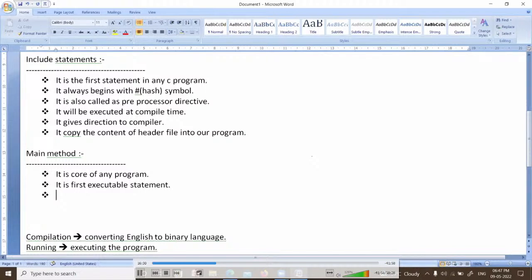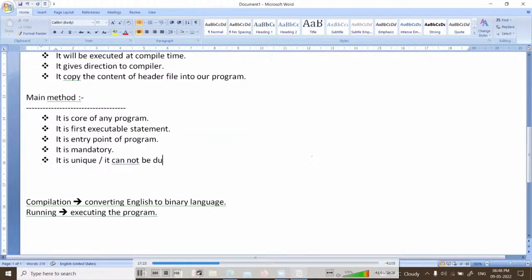It is compulsory. You have to write at least one main method. It is mandatory, meaning compulsory. You should not leave it out. It is very, very important. But you cannot write it more than one time. It should be unique, meaning it cannot be duplicated. You should not write the main method twice or thrice.